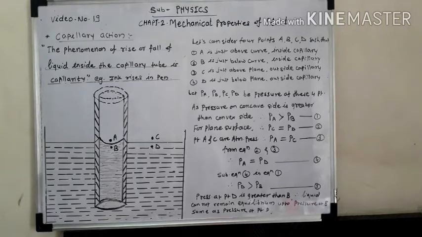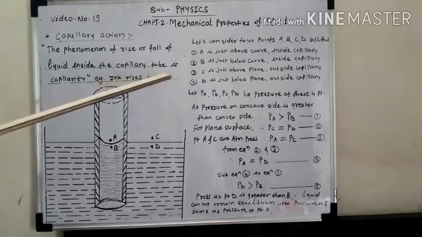What is meant by capillarity? Because there is a difference between the capillary and the capillarity. A capillary is a simple tube which has a fine bore, and if this capillary is dipped into a liquid like water, then the liquid level inside the capillary rises above the outside liquid level. This is the function of the capillary. But capillarity is the phenomenon of rise or fall of liquid level inside the capillary tube.